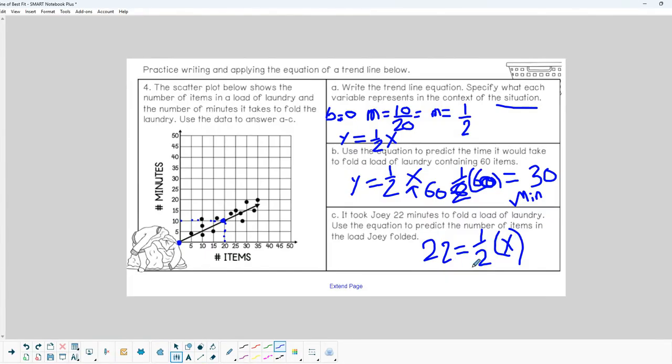So we need to divide both sides of this equation by 1/2. And then when we do that, the 1/2s cancel out, leaving us with the number of items in the laundry. 22 divided by 1/2, if you do that on your calculator, would equal 44. So the number of things that he had to fold was about 44 of them. That's why it took him 22 minutes to do it.